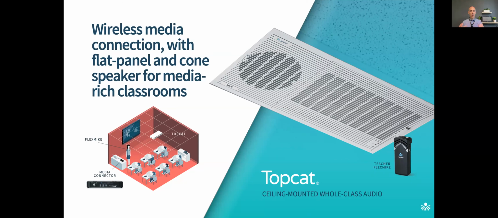And this is a solution that's really designed for multimedia use. You can see it actually has both a flat panel speaker, which is the rectangular grid that you see right there, and it also incorporates a cone speaker, which is the round grid right there. And what you'll find is a lot of the low frequencies will go through that cone speaker. So for music and multimedia, a lot of the lower frequencies will go through there, whereas a lot of the higher frequencies or the mid-range frequencies, such as the teacher's voice, are going to be going through that flat panel speaker. So the Top Cat provides a really full multimedia sound for music and media-rich applications.